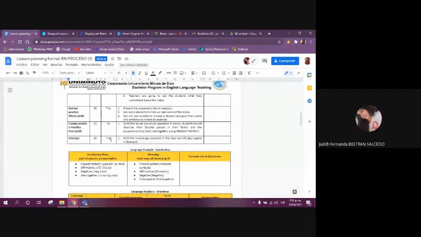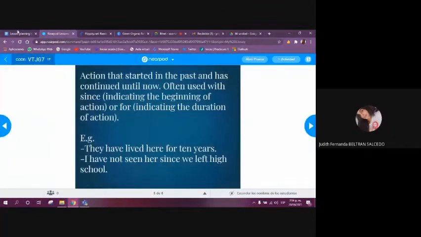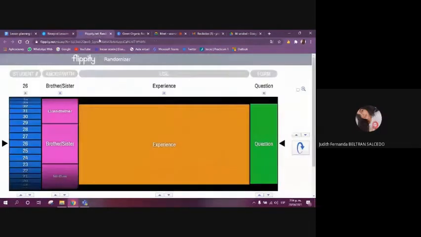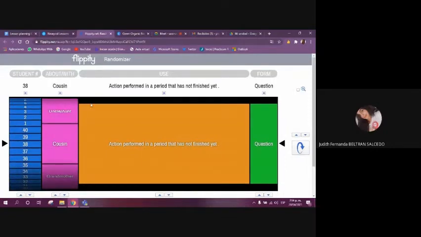Well, after we have the guided practice, so there the students have to participate in a Nearpod presentation. So they are going to read, or they are going to help us to read some of the slides. And after, we are going to use a roulette. In that part, the students have to create some sentences with the examples that are there. So for example, we have that the student is going to talk about the causing. This is an action performed in a period that has not finished yet. And this is in a form of question.